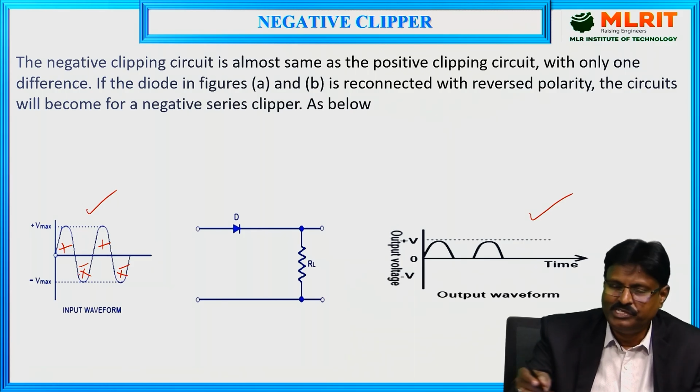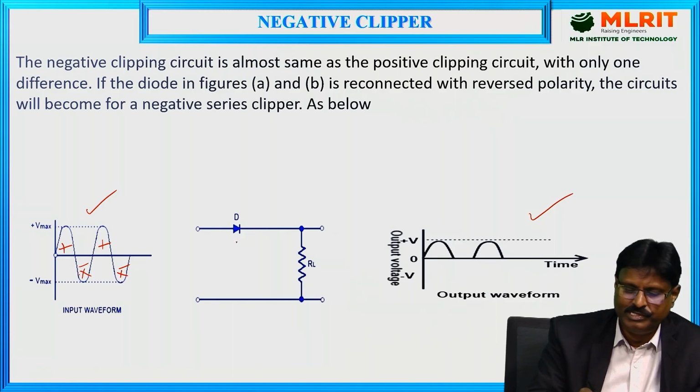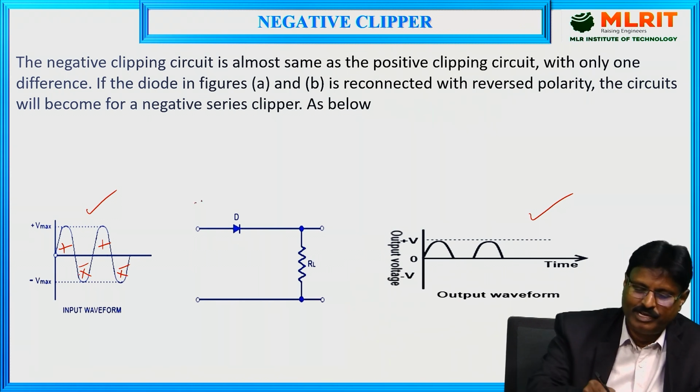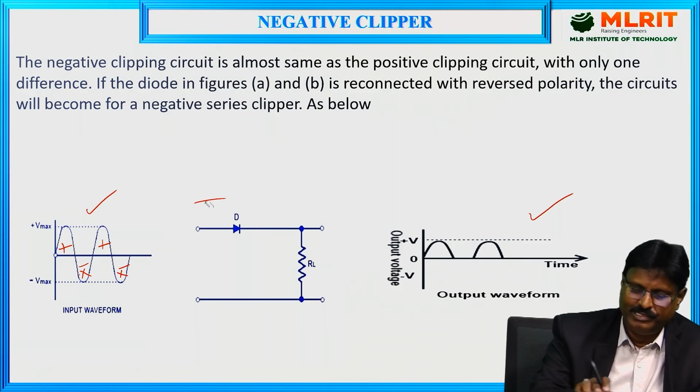operation. So what is the change in this circuit here? When compared with the positive clipper, what is the change? Simply, the diode is connected in a reversed polarity. Earlier the diode is like this. Now the direction is changed. Reversed polarity, right? That is the change here.